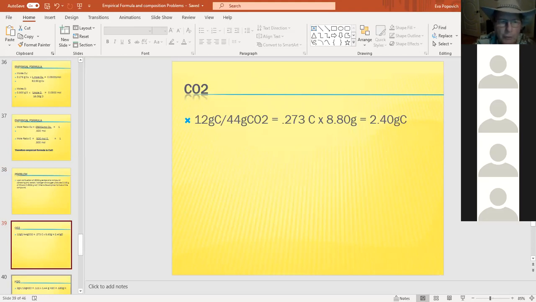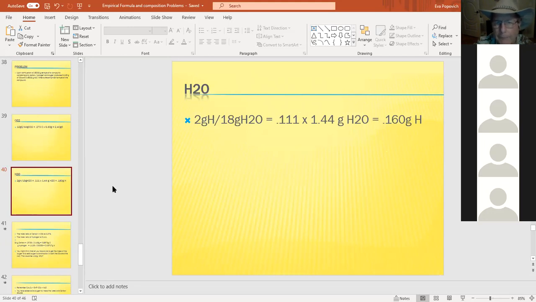Hydrogen, I'm going to do the same thing. 2 grams of hydrogen divided by 18 grams of H2O makes 11.1% times 1.44. I got 1.60 grams of hydrogen.